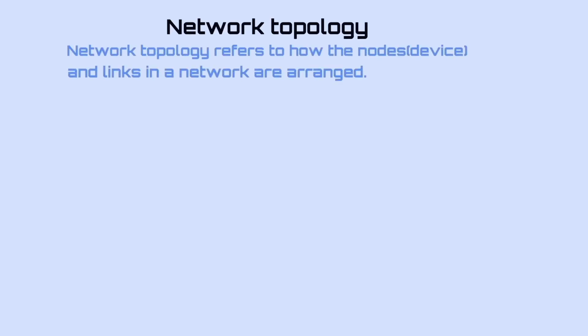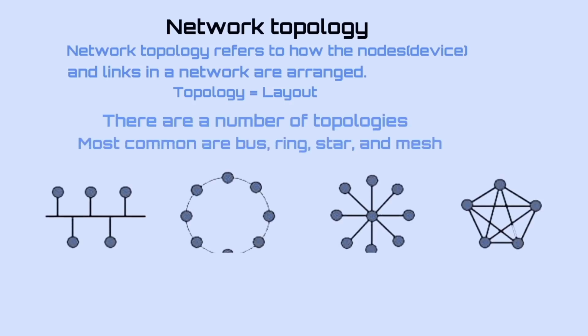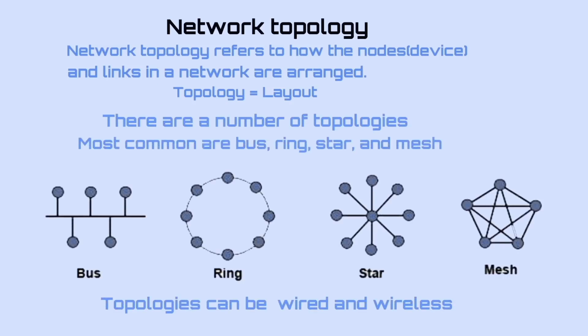Network topology. Network topology refers to how the nodes, devices, and links in a network are arranged. Topology is equal to layout. Topologies can be wired and wireless. There are a number of topologies, but the most common are bus, ring, star, and mesh topologies.